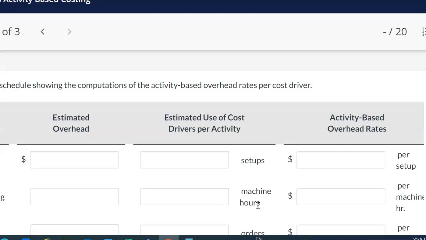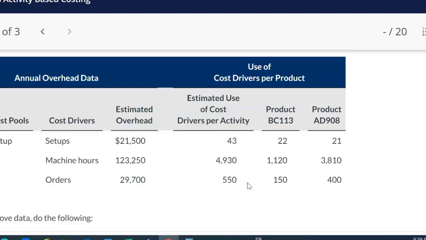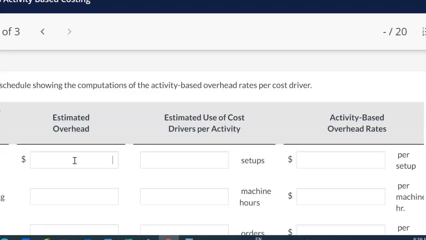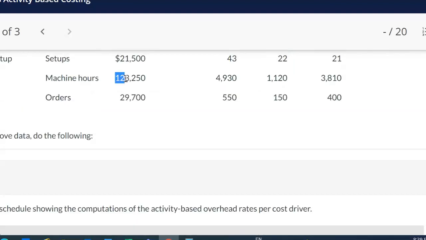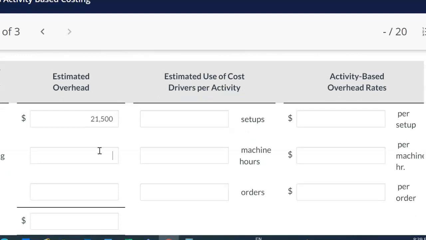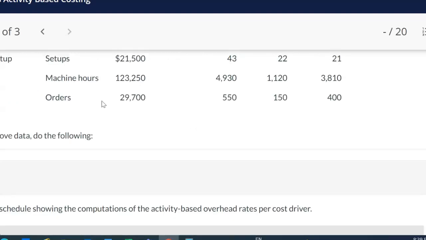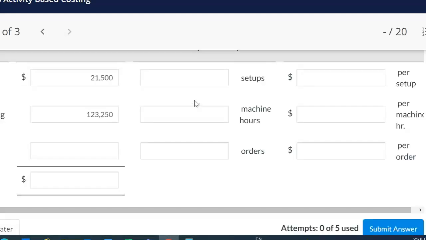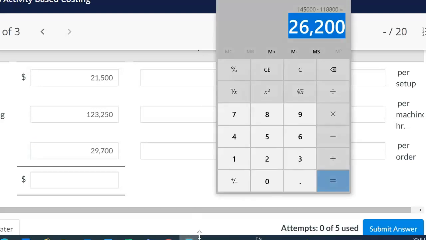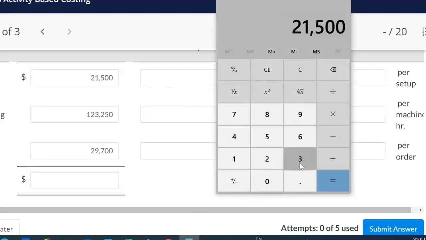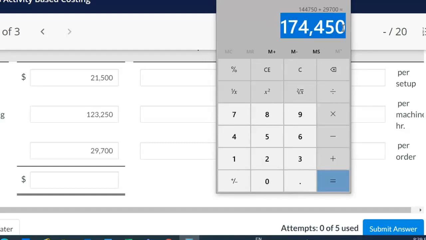And all they're asking us now is estimated overhead. Well, that's easy. They already told us. So go back up. For machine setup, estimated, copy that 21.5 and estimated overhead. So just copy those three down there. That's it. How much is going to be for machining? That's it. And how much for packaging? Good. Now, yeah, you can add those together.